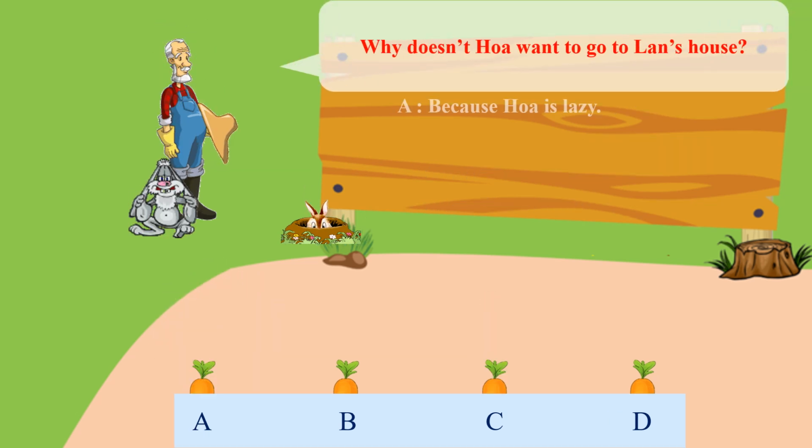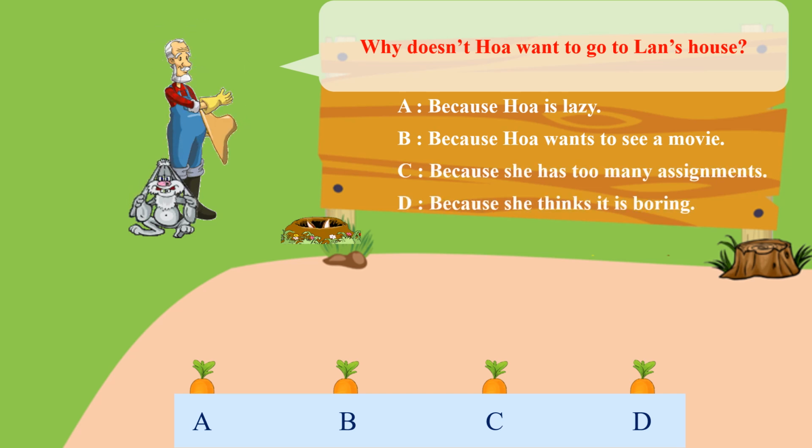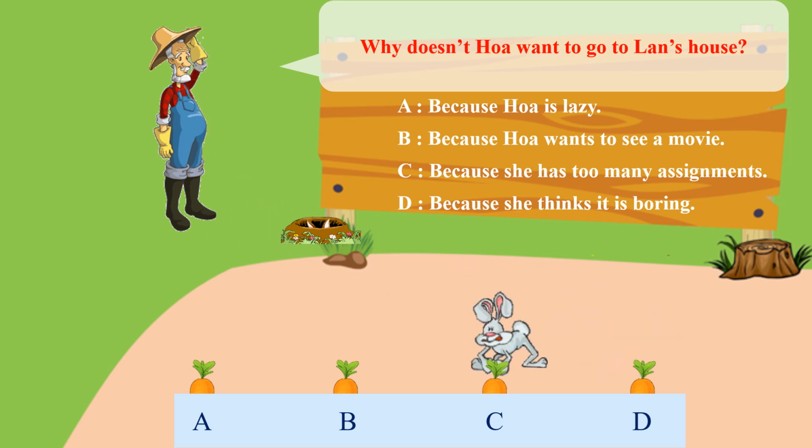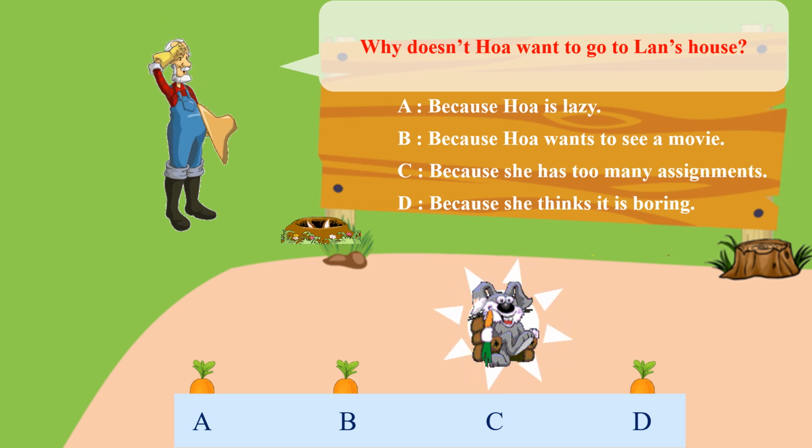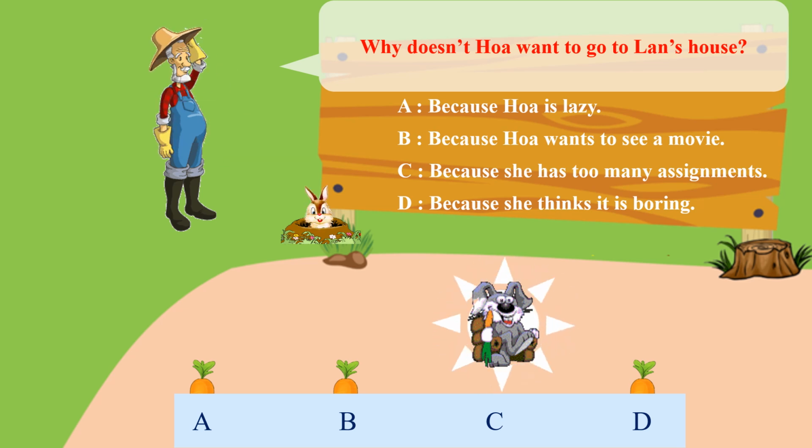Number 4. Why doesn't Hua want to go to Lang's house? A. Because Hua is lazy. B. Because Hua wants to see a movie. C. Because she has too many assignments. And D. Because she thinks it's boring. What do you choose? Is it C? Let's check your answer. Yes, good job. The answer is C, because she has too many assignments.